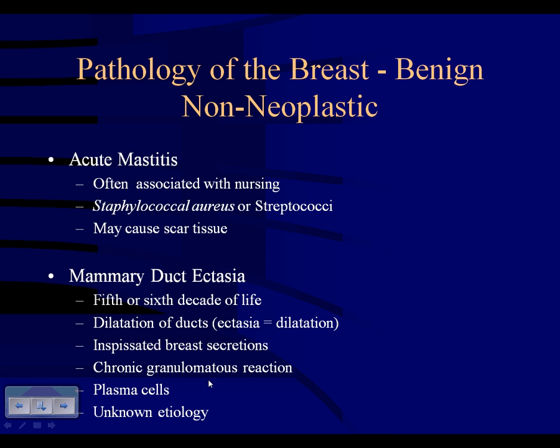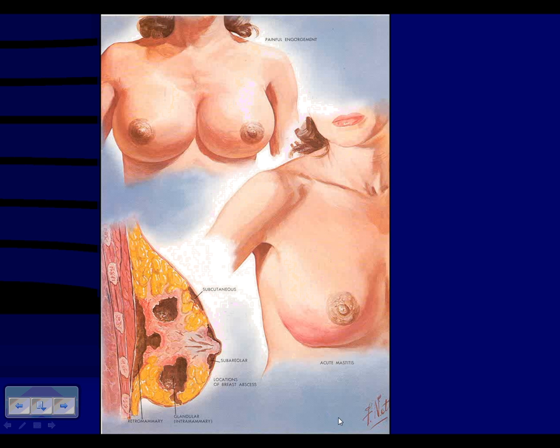Fibrocystic change kind of will do a little bit of the same thing as well. But in response to these dilated, irregular ducts, you get this chronic inflammatory response that can show granulomas. And plasma cells are often seen in this setting more than some of the other inflammatory conditions. But again, it has a predilection to occur in older patients.